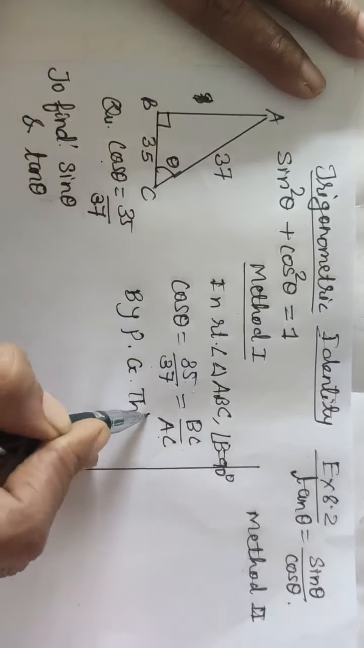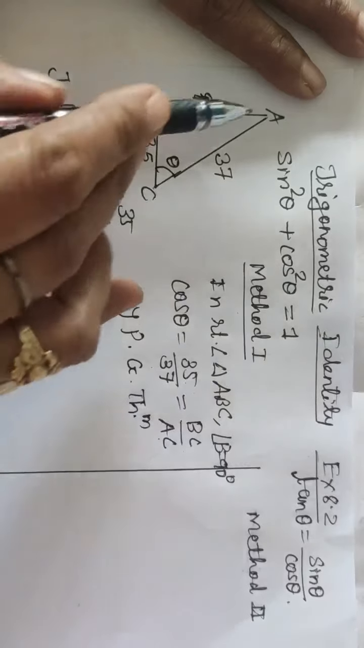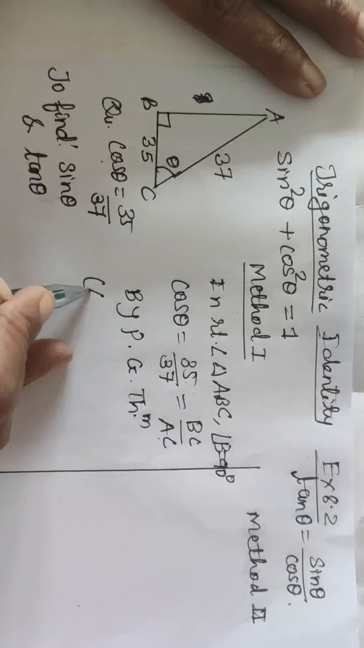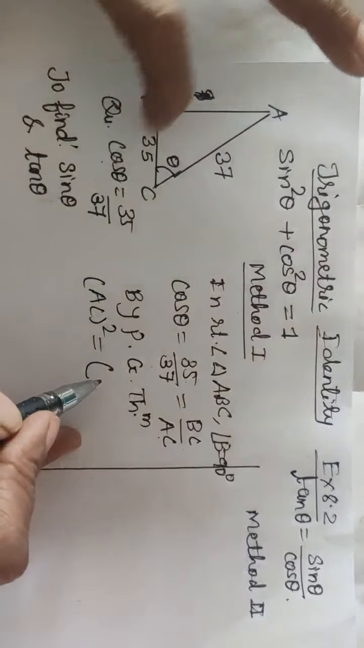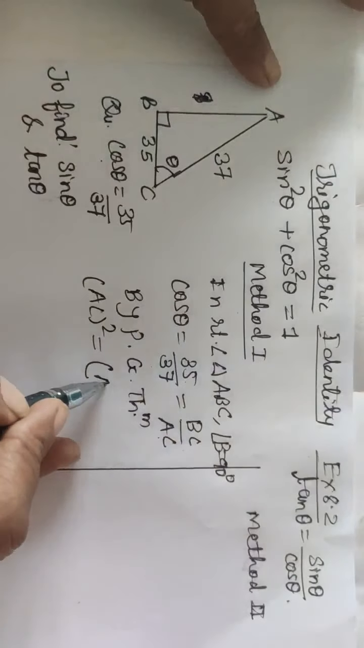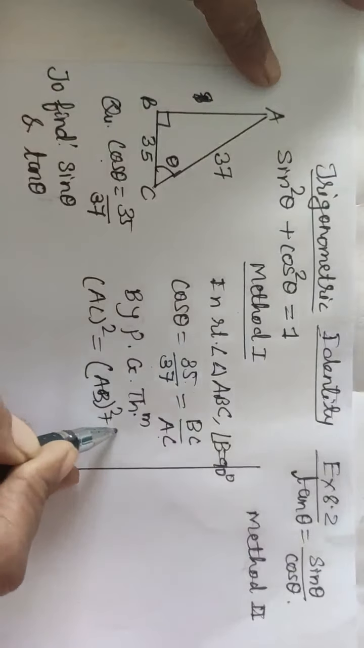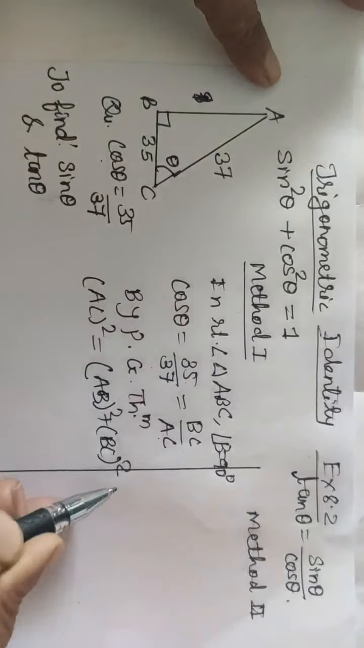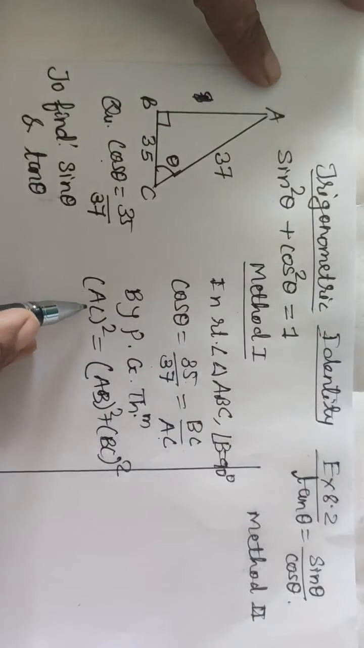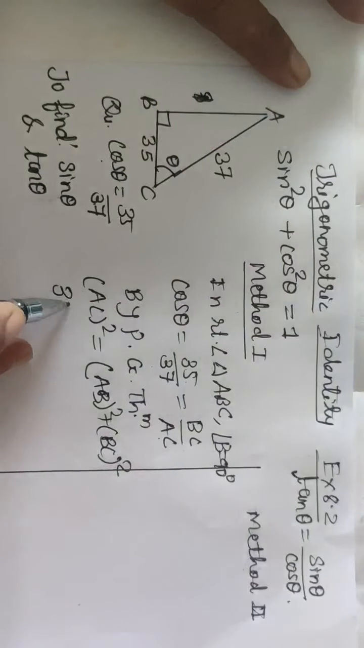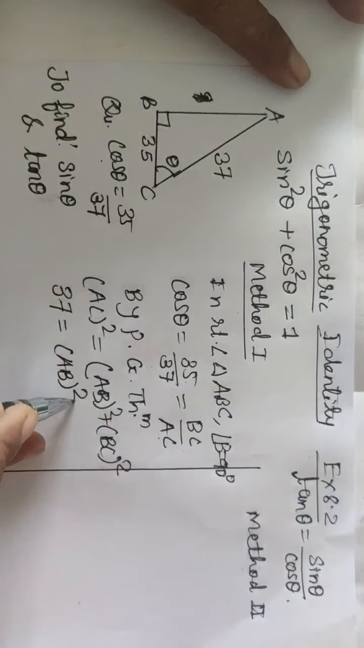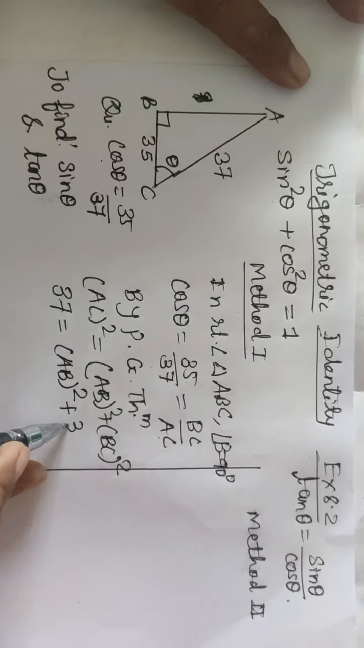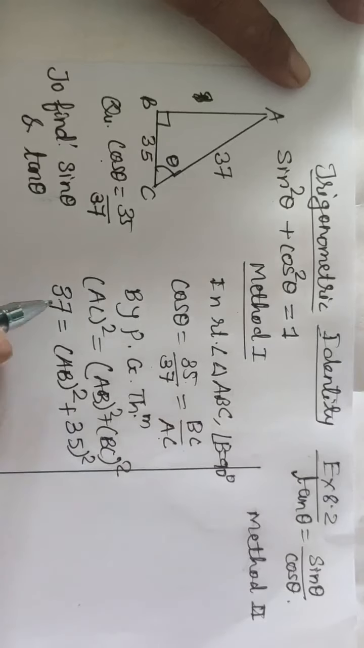So we write, by Pythagoras theorem. What is Pythagoras theorem? Square of hypotenuse. What is the hypotenuse here? AC square is equal to the sum of the squares of the other two sides. So what are the other two sides? AB square plus BC square. Now AC is given, yes, the value of AC is 37. AB is there? No, so AB square will remain as it is. BC is 35 square.